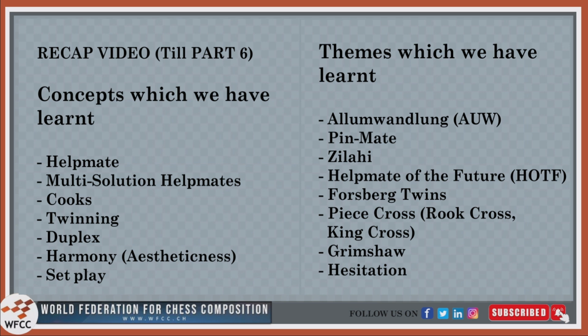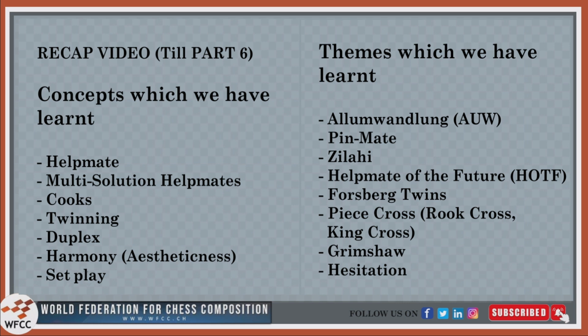In the fourth video, we talked about what duplexes were. It's another type of twinning mechanism, where the first problem is a normal helpmate, but the second problem starts from the same position, except this time white moves first and helps black to checkmate him. So there would be a helpmate in 2, which would go black, white mates, and then there would be a duplex solution, which would go white, black mates.